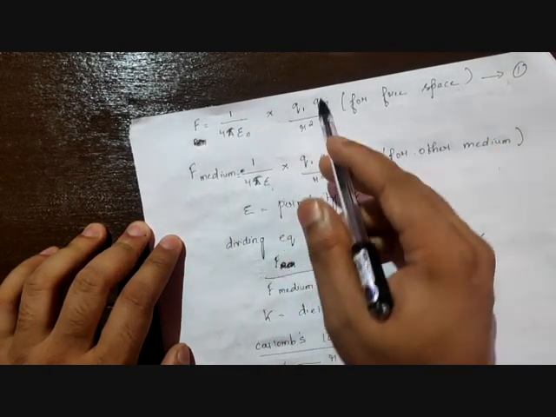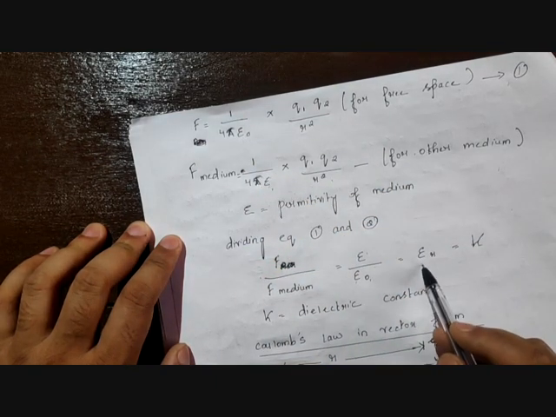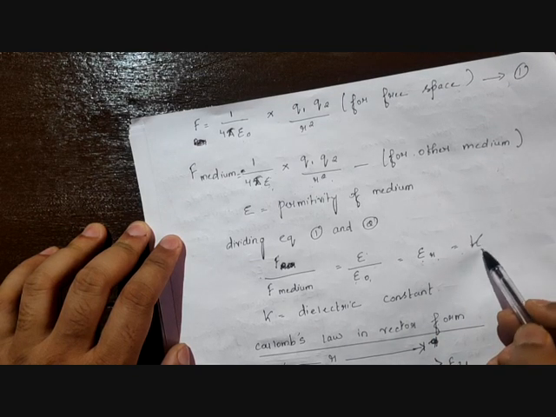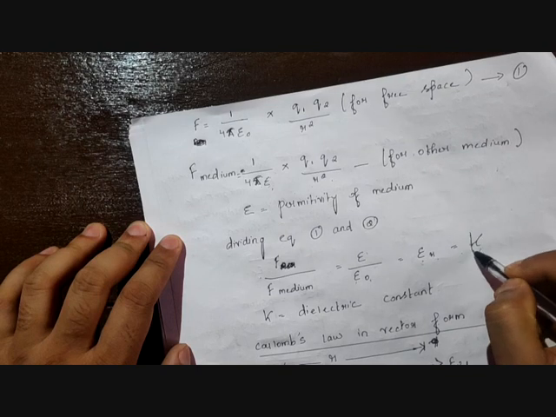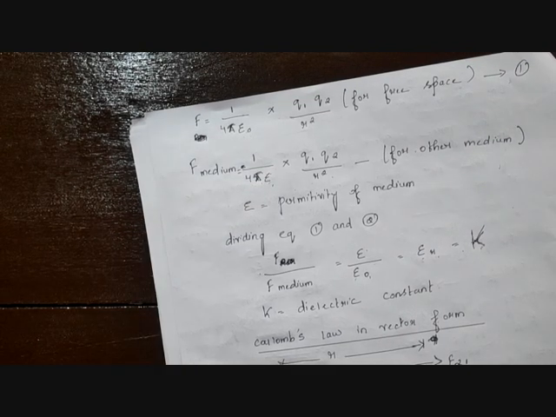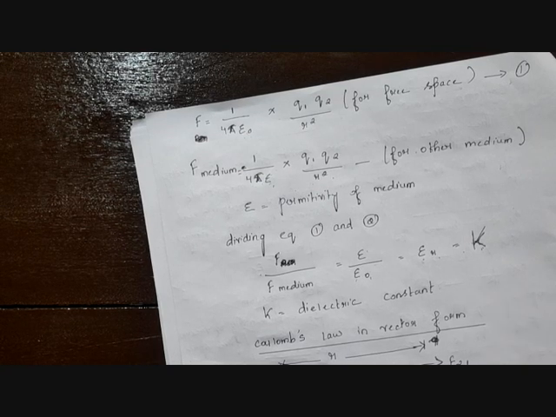Now if we divide these two equations, what will we get? Obviously this will be cancelled, this will be cancelled, so only this remains. This is also called epsilon r, and this is k, a constant, a capital letter K. This k is called the dielectric constant. Now what is the dielectric constant? You're going to learn it in detail in chapter 2, capacitors. In the capacitor topic you'll learn it in detail.